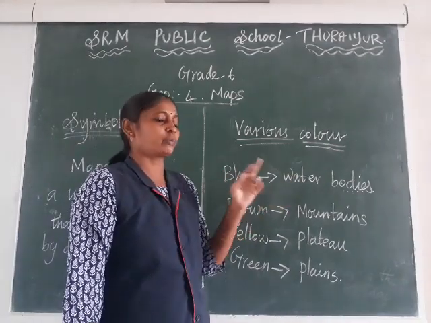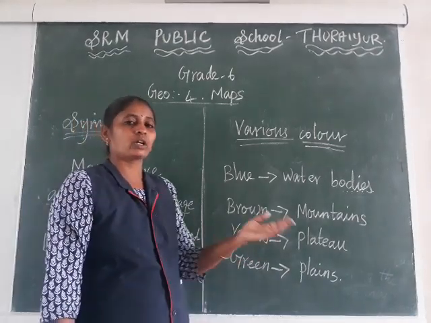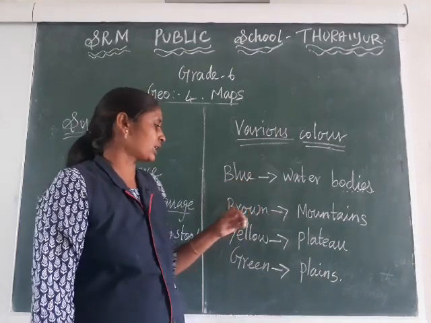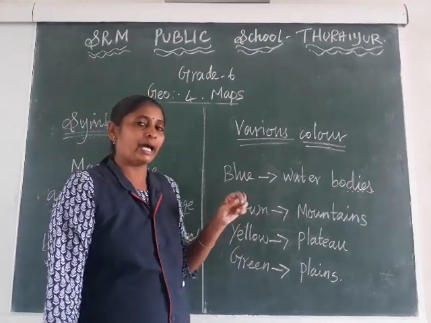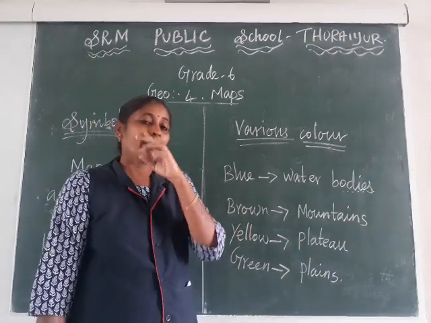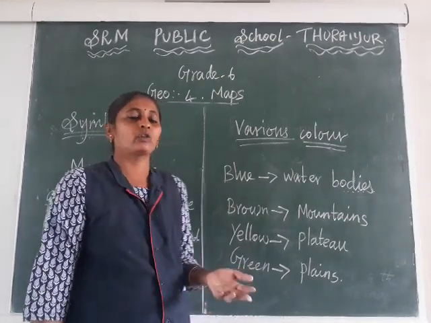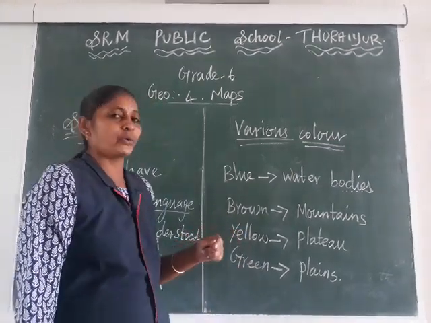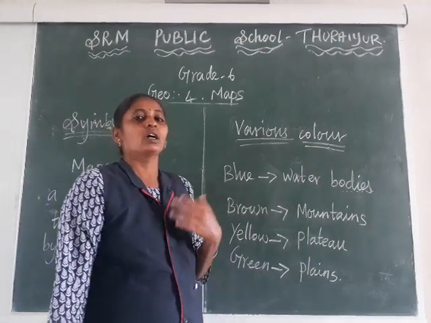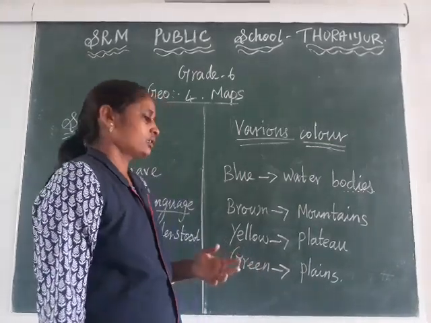Blue indicates water bodies. As I said, when we mark a river, lake, pond, ocean, or sea, we use the color blue. When we mark mountain ranges, like the Himalaya mountain range, the Western Ghats, the Eastern Ghats, the Rocky Mountains, or the Alps, we use brown. And then plateaus: the Deccan Plateau, the Chota Nagpur Plateau, many plateaus we have on our earth.